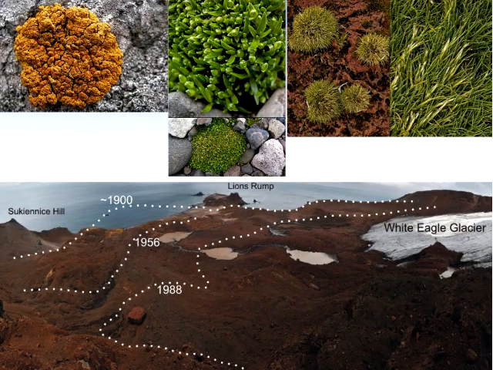Also, these changes are visible on a longer scale. We know where this glacier, this is another glacier, White Eagle Glacier, was at the beginning of the 20th century, and we can see how much this glacier retreated. It's about 4 kilometers. And I was making maps in the field, and I was mapping plant communities in this area. And you can see some examples of these plants on the top.